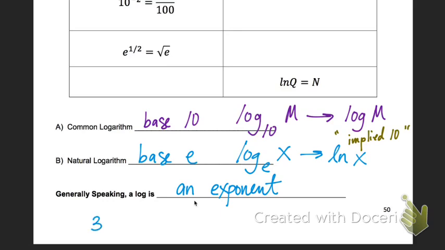So if I said 3 squared is 9, that's the exponential form. What's the log form? It's going to be log base 3 of 9 equals 2. So if I replaced this with an x, and I'm giving you a super easy example right now, 3 to the x equals 9, and I wanted to move that to log form, then I would say log base 3 of 9 equals x.